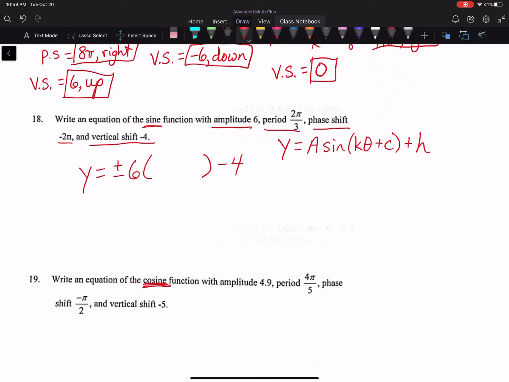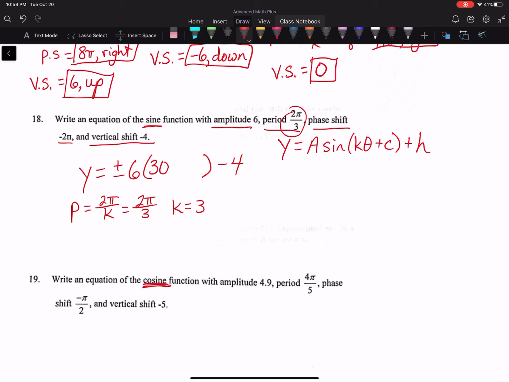So here we go. To get k, I know my period is equal to 2 pi over k, and it told me right here my period is 2 pi over 3. Since the 2 pi's are the same on top, that means my k has to be the same as the bottom, so k equals 3.